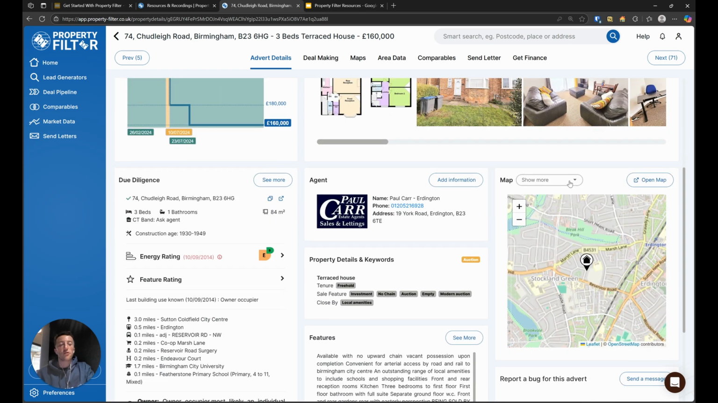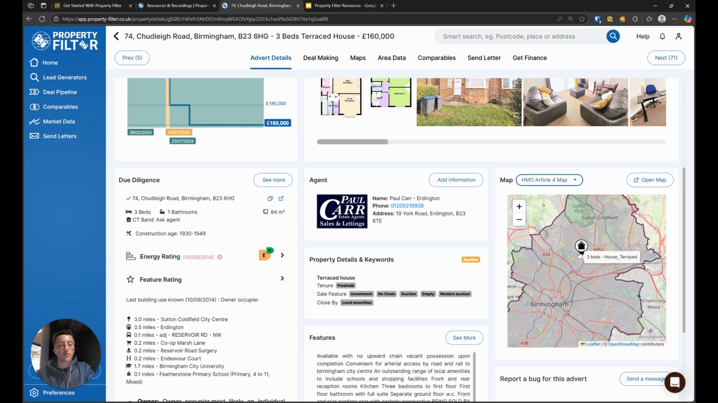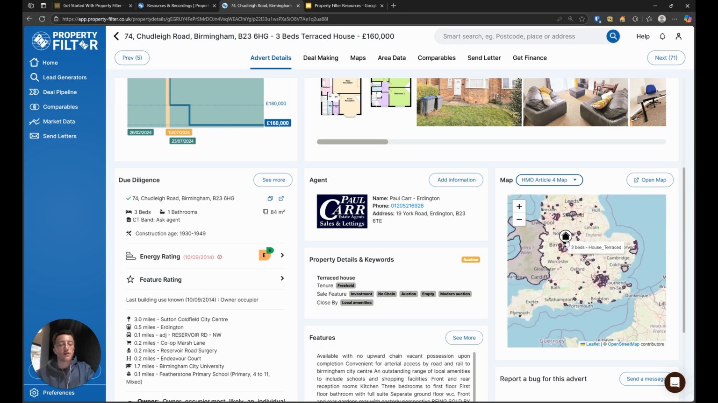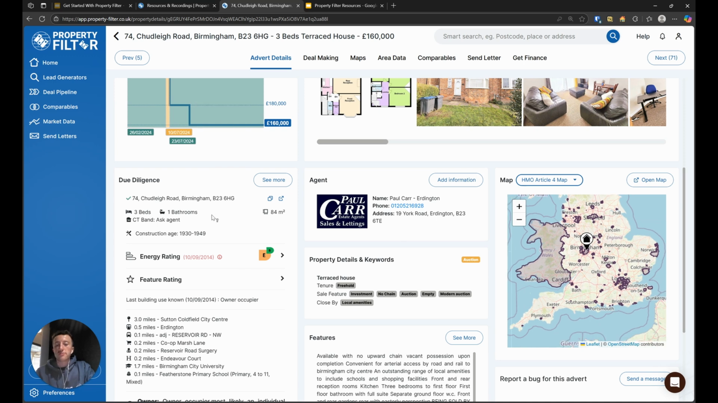If you're focusing on HMOs, here we have the HMO Article 4 format, and what this is doing is getting all of the Article 4 areas across England and Wales. I do know that Birmingham is all Article 4 area, but you've got all of the Article 4 areas across England and Wales. And I'm still staying on this first tab.